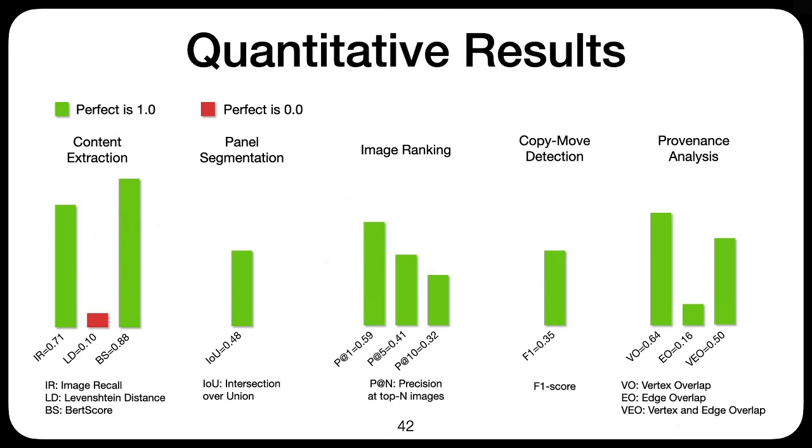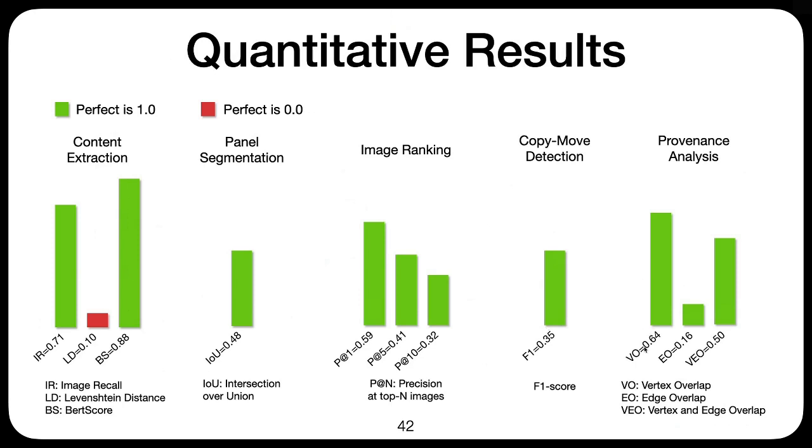And finally, for provenance, following DARPA's and NIST's metrics, we use what we call vertex overlap, edge overlap, and vertex and edge overlap. We use these metrics just to compute how the graphs in the ground truth and the graphs we generate overlap. You measure this in terms of the vertices only, or the edges only, or both, a combination of them.